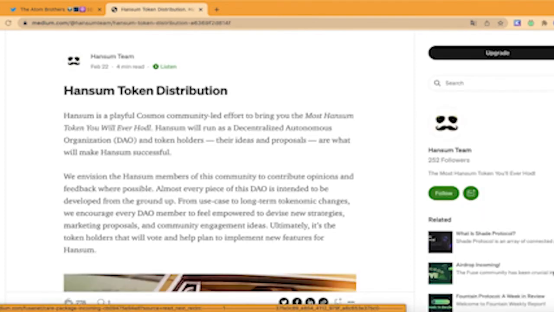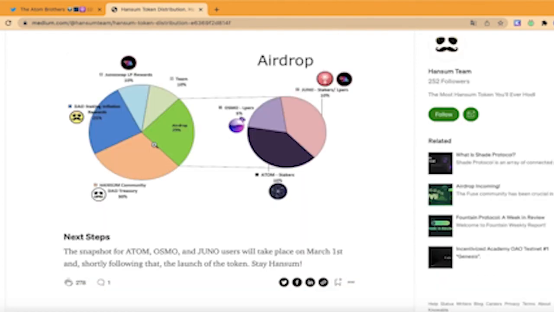This is the last airdrop, the Handsome drop. To be eligible for this airdrop, you need to stake at least 5 Atom, 5 Uno, or provide a minimum of $150 of liquidity on Uniswap or on the Osmosis platform. The snapshots for Atom, Osmo, and Uno users will take place on March 1.